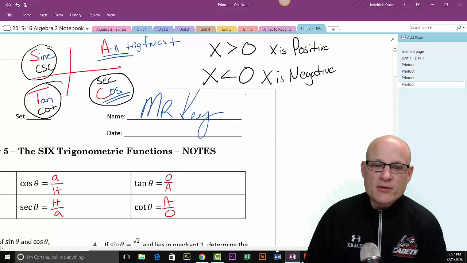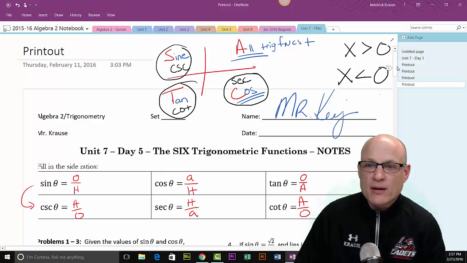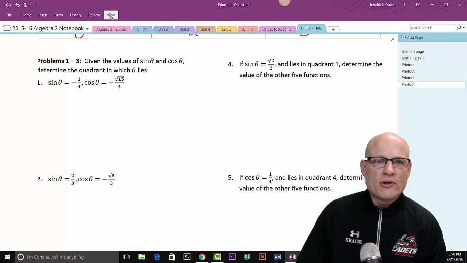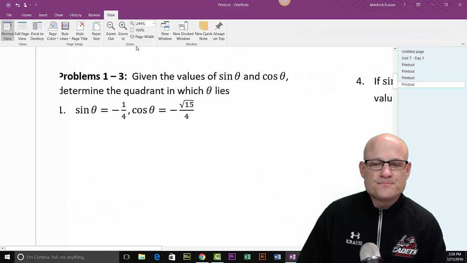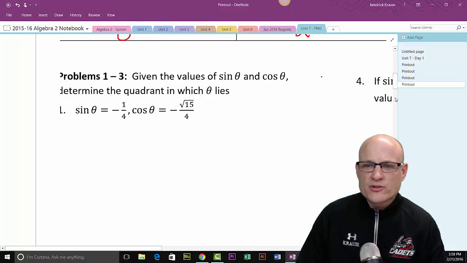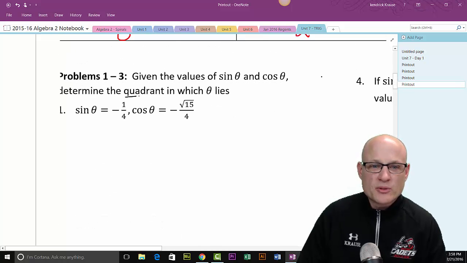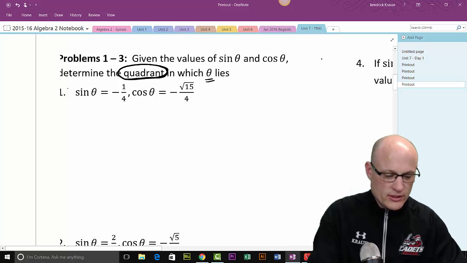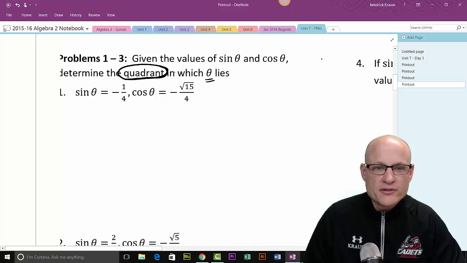So don't forget it. All right, here we go. We're going to get through about half these problems in this video. Maybe I'll do the others in class. I'm not sure. Let me blow this up a little bit so you can read it. So this question is saying, given the values of sine, cosine, determine the quadrant. So we're going to try to figure out what quadrant theta lies in. What I should say is what quadrant the terminal side of theta lies in. That's probably not really worded very well. Maybe I'll change that when I print this.